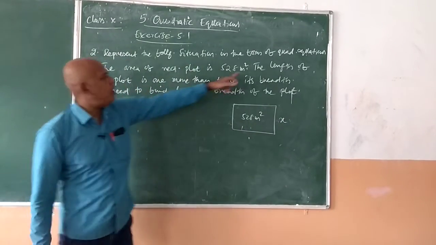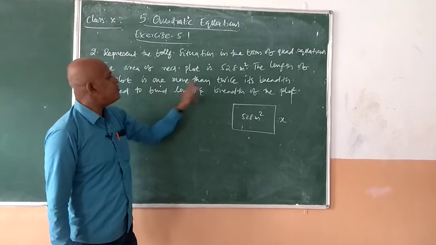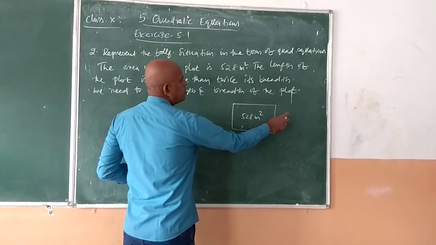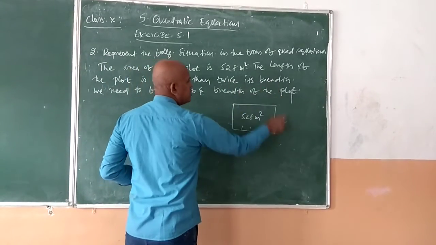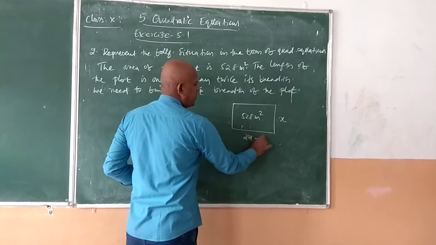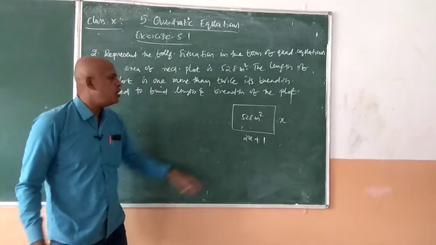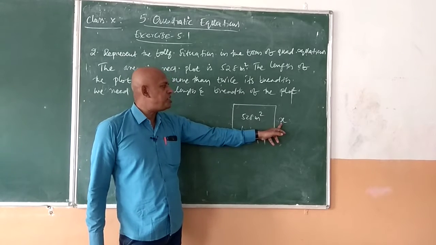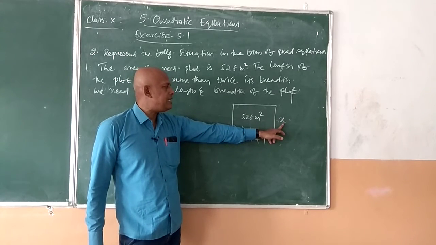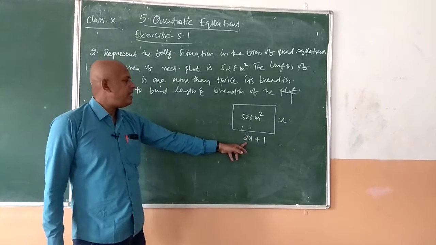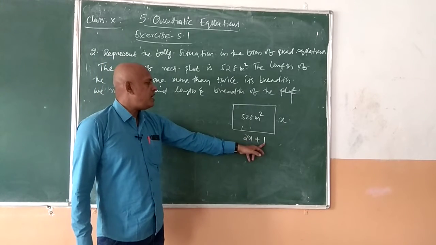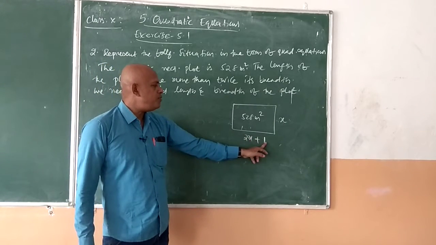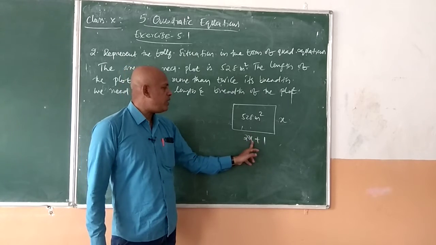The length of the plot is one more than twice its breadth. Twice means what? 2x. And one more means what? 2x plus 1. So the length depends upon the breadth. Breadth is not mentioned, so let us take breadth as x. Length is one more than twice the breadth, so twice the breadth means 2x plus 1.